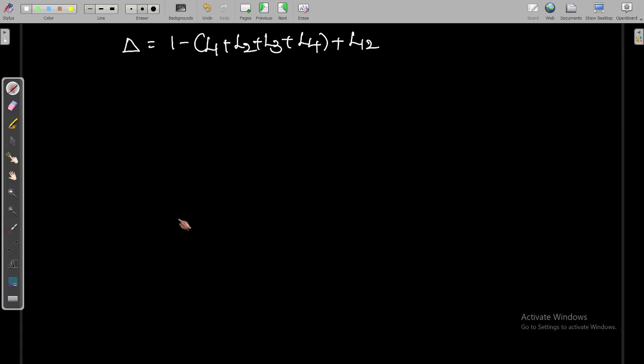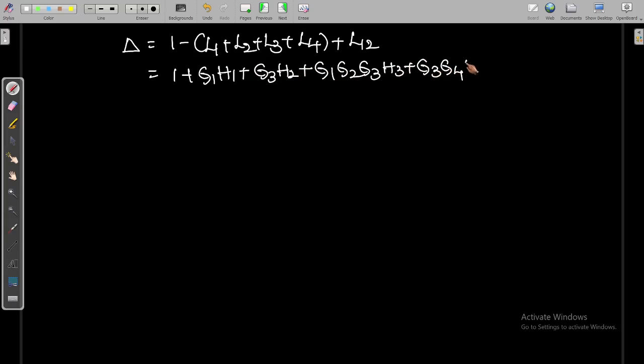So you can write that as 1 minus, L1 can be written as, all the loops having a negative value, that will be G1 H1 plus L2, that is G3 H2, plus G1 G2 G3 into H3, plus next G3 G4 into H3. These are the 4 individual loops, plus L12, that is equal to G1 G3 H1 H2. So this is the delta value.